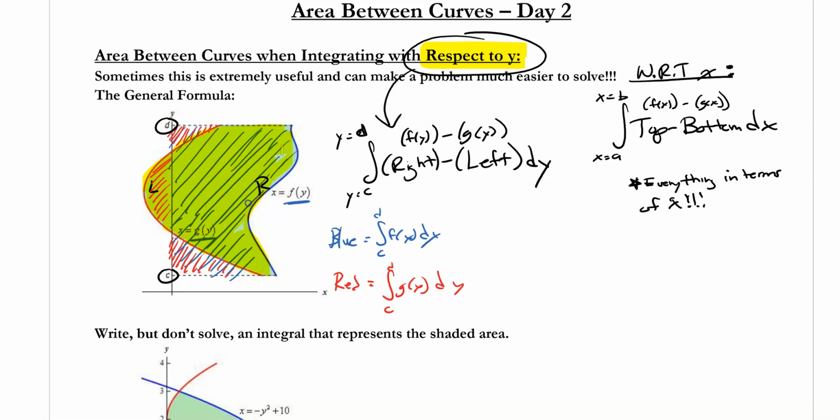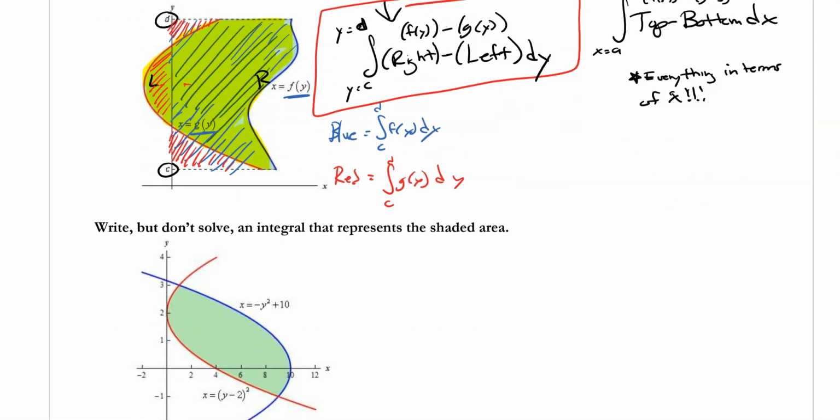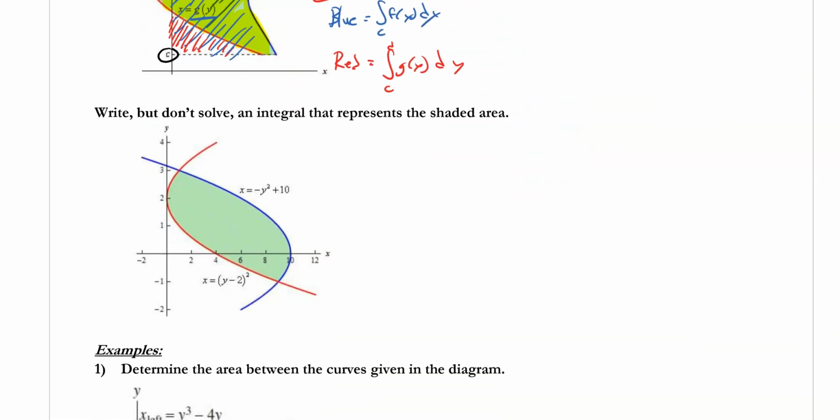Now, you'll notice when part of the red function goes in the negative space, it actually turns into addition, which is good because we actually have to add these two areas to get that area in between them, okay? So our formula is essentially this when we're doing things with respect to y. Let's go ahead and practice one.